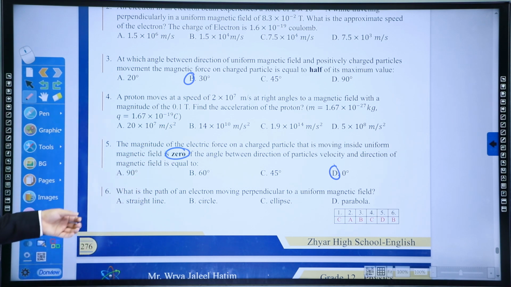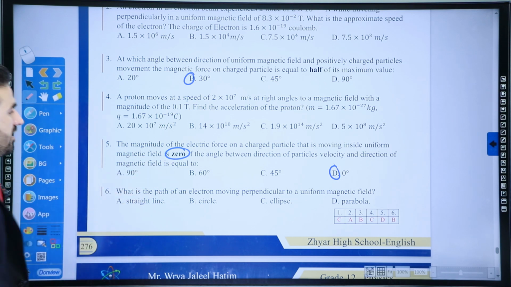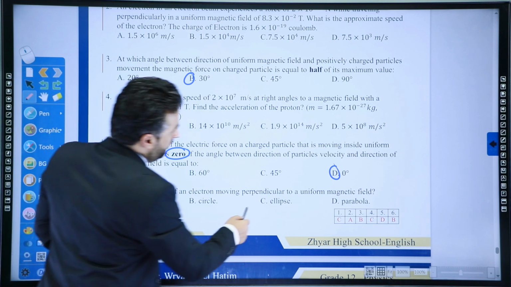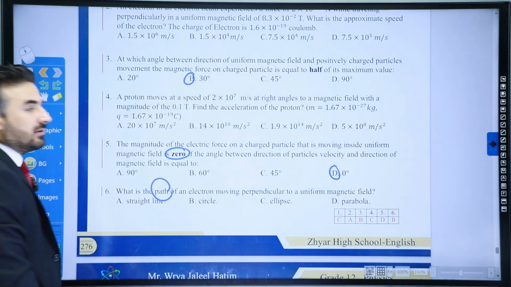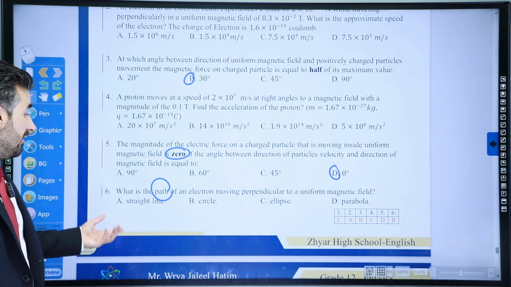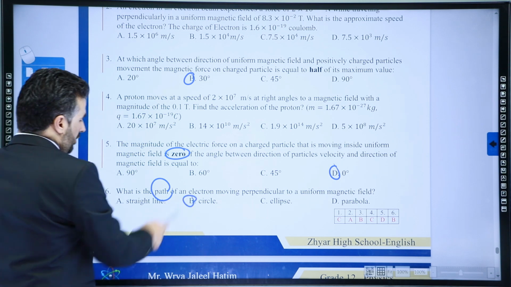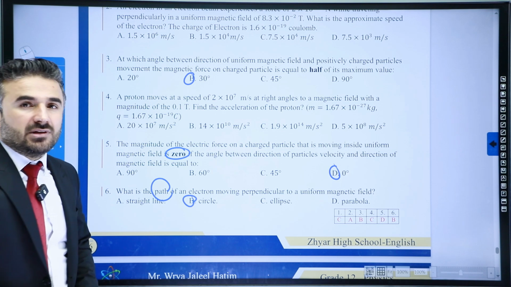What is the path of an electron moving perpendicular to a uniform magnetic field? If it is moving perpendicular, then of course it's going to be a circle. What if it is at an angle less than 90?